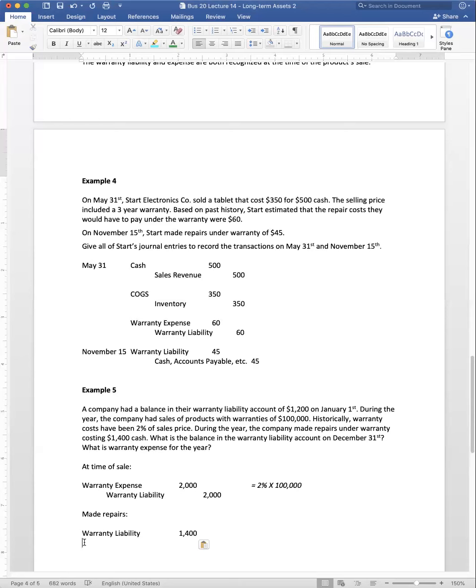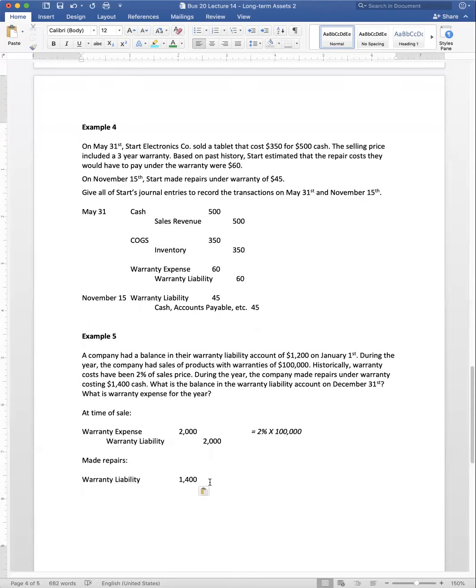Now, the credit is how we paid for those repairs. Now, we paid for the repairs with cash. So the credit is going to be $1,400 of cash. All right, so these are the journal entries that take place. Now that we've done that, let's take a look at the warranty liability account. So let's pretend that we are going to draw the warranty liability T account.